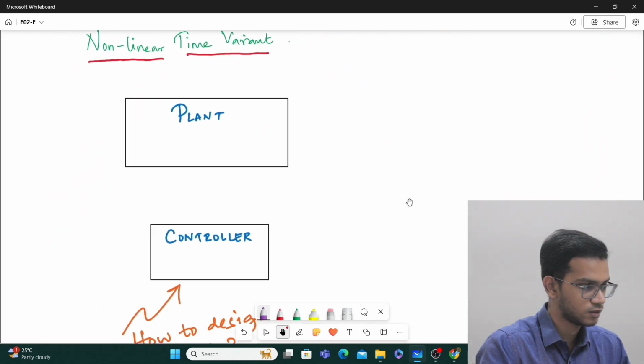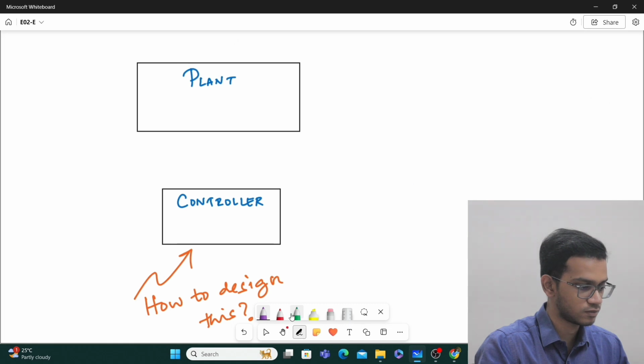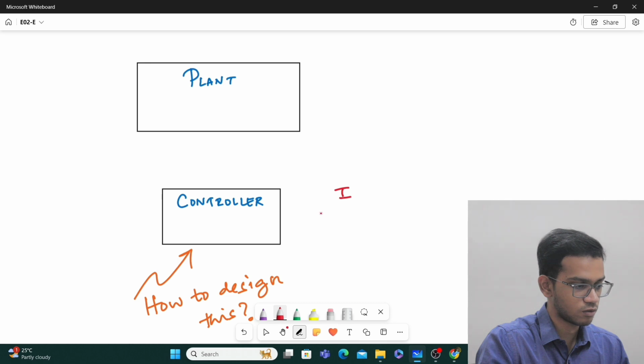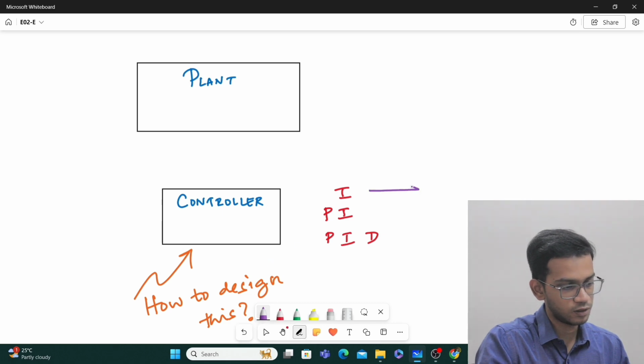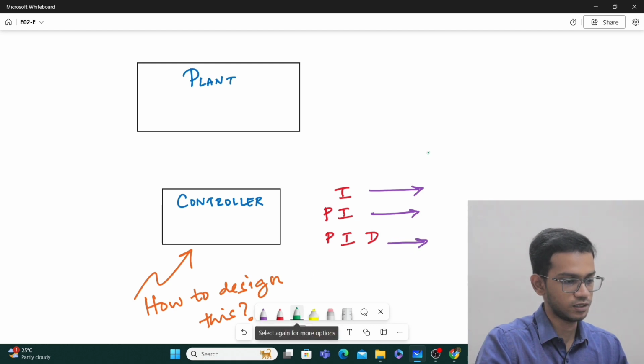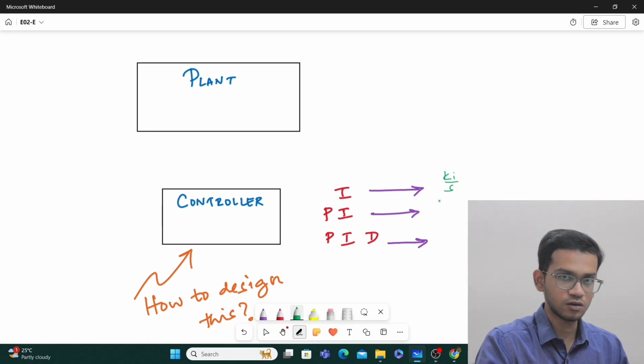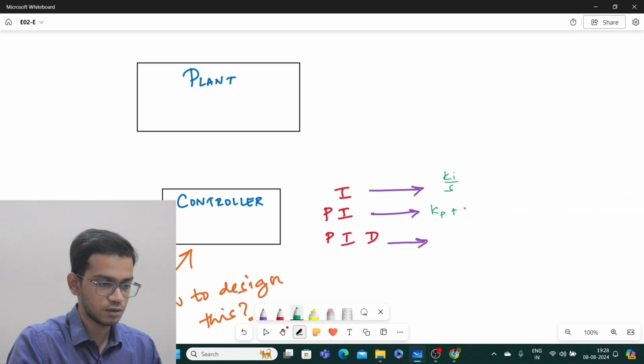Our plant here is a nonlinear time variant plant, and our controller is going to be an I controller or a PI controller or a PID controller. If it is an I controller, then my transfer function will look something like this. It will look like Ki upon S. If it is a PI controller, it will look like Kp plus Ki upon S. If it is a PID controller, then it will look like Kp plus Ki by S plus S into Kd, something like this.